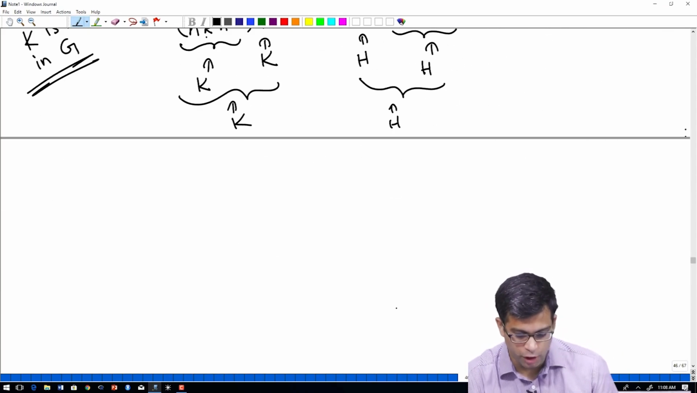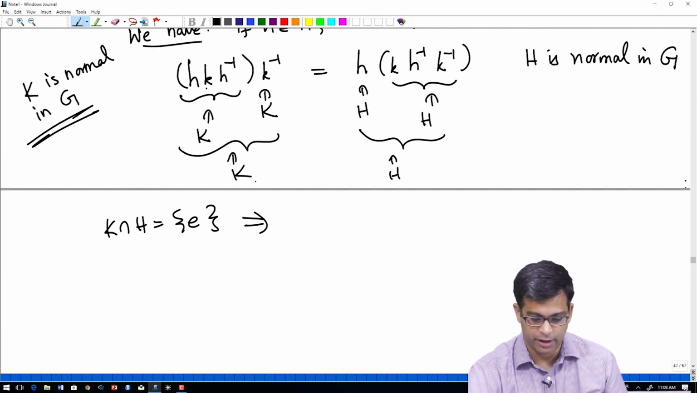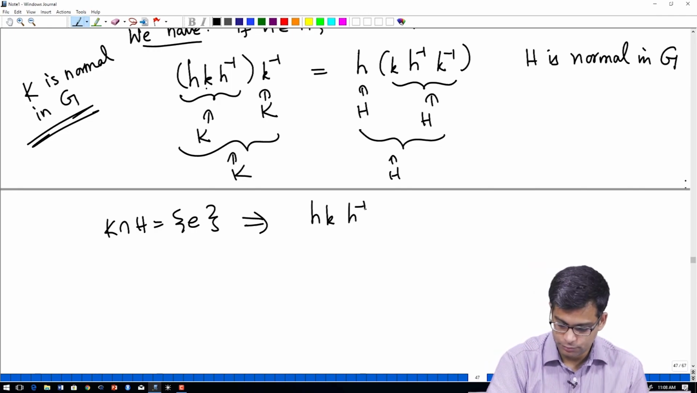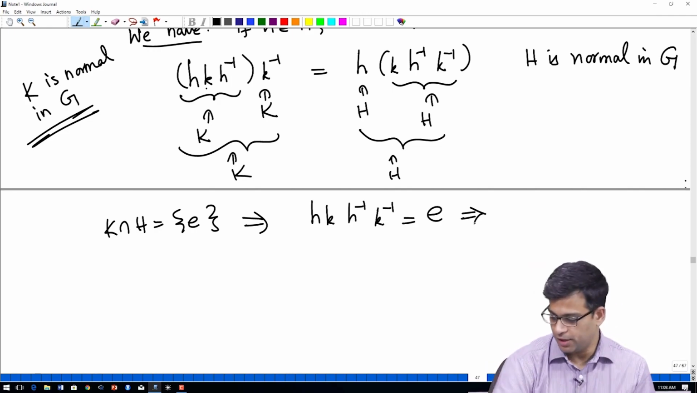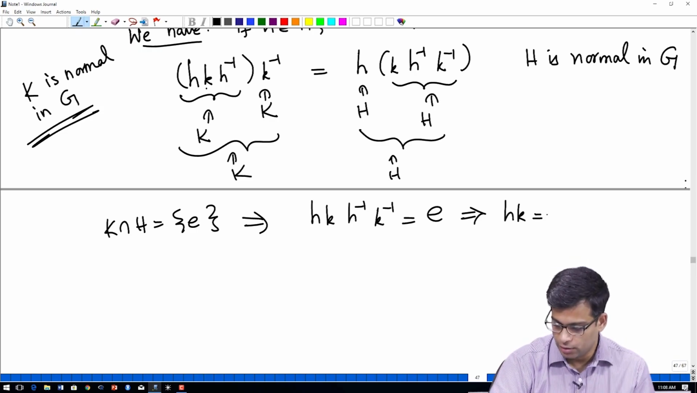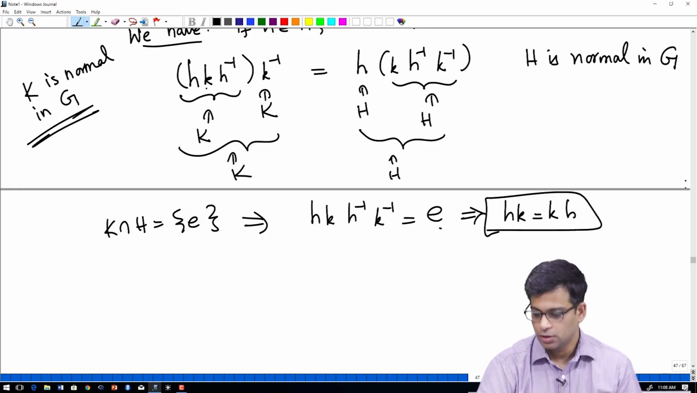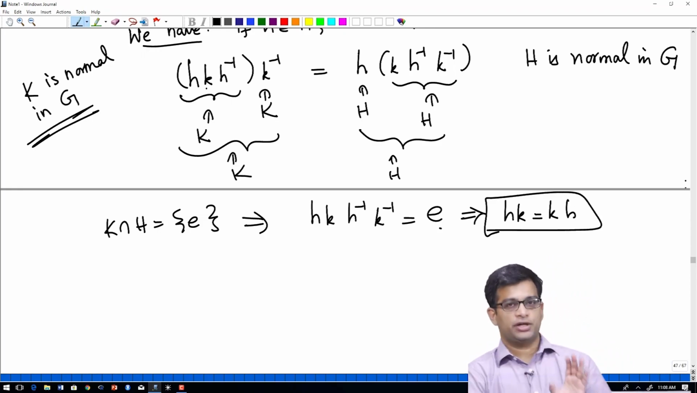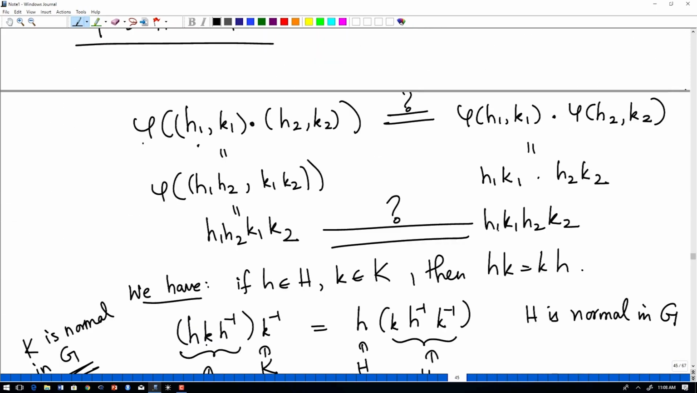But we have already argued that K intersection H is just the identity element. This means this element is the identity element, but that means HK is KH, because you can multiply by first K and then by H. So while it is true that G is not necessarily abelian, elements of H and elements of K commute with each other. Now let us come back here.